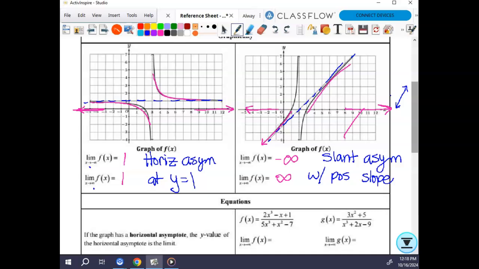Okay, so if the slant asymptote went the other way, if it went like this, right? So just pretend like it's flipped around the other way. You with me on that? Then as x approaches negative infinity, y is approaching infinity. And as x approaches infinity, y is approaching negative infinity, it would be opposite. Does that answer your question?